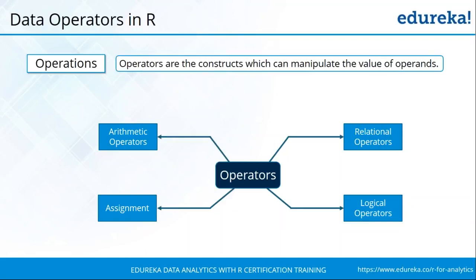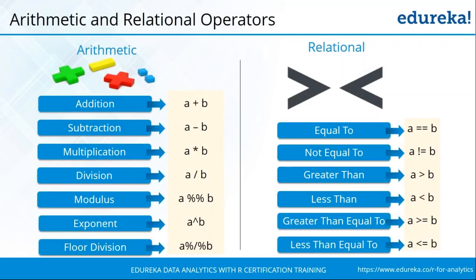Now again, as I had mentioned, there are mainly four different types of operators. You have arithmetic operator, relational operator, logical operator and assignment operator. So let's move forward and look at each one of them one by one. Now talking about arithmetic operators, you have addition, subtraction, multiplication, division. Now these are some of the common operations. I'm quite sure that all of you would be familiar with this.